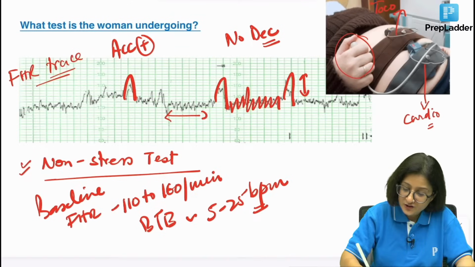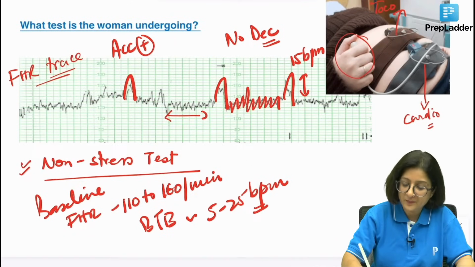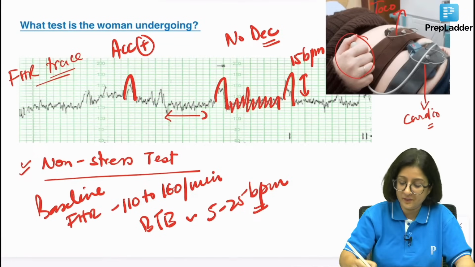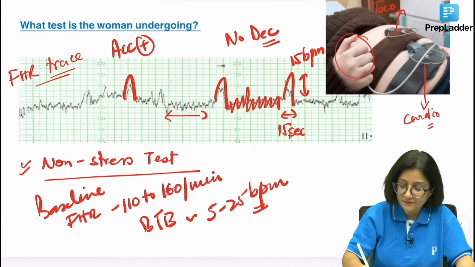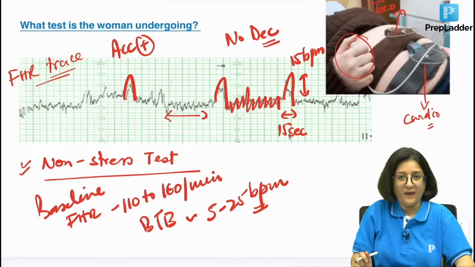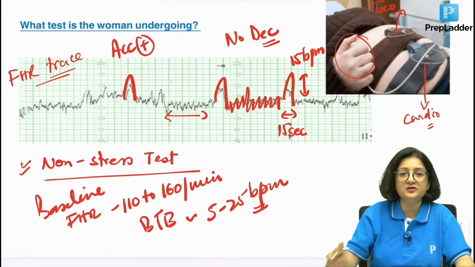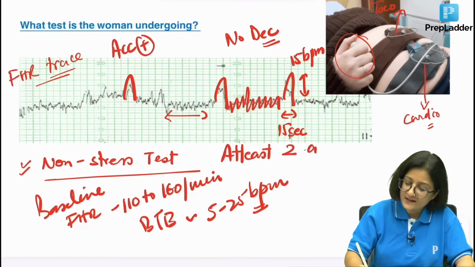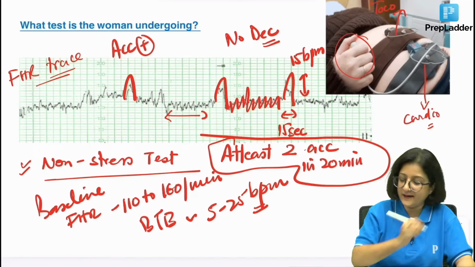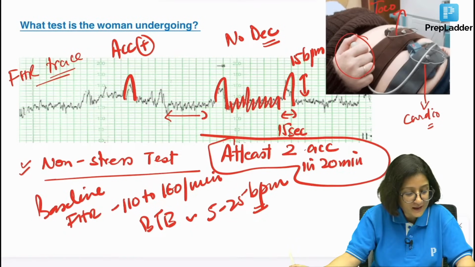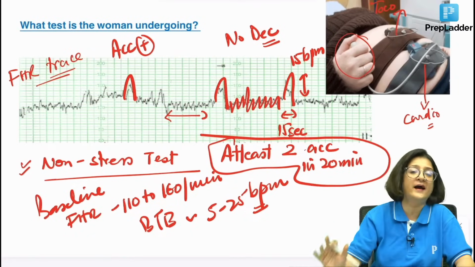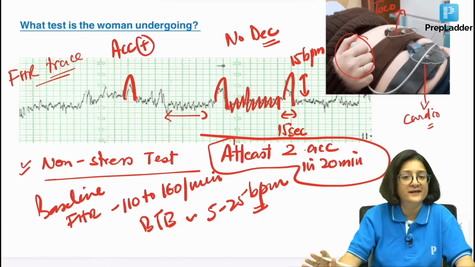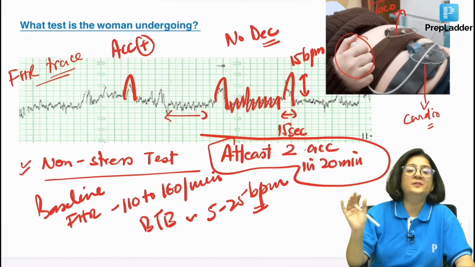So acceleration is a spike of 15 beats per minute, at least lasting for 15 seconds. That is the definition of acceleration. So there should be at least 2 such accelerations in 20 minutes, then we say that the NST is reactive. 2 such accelerations in 20 minutes at least.